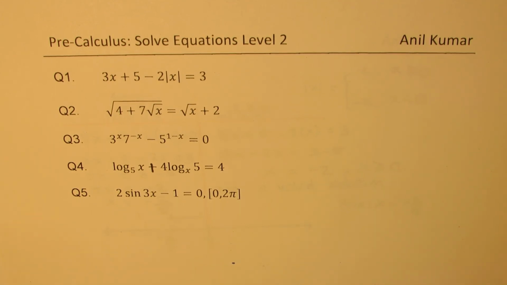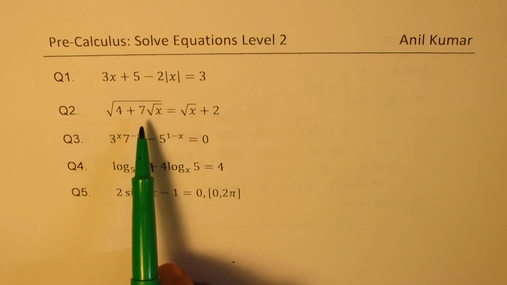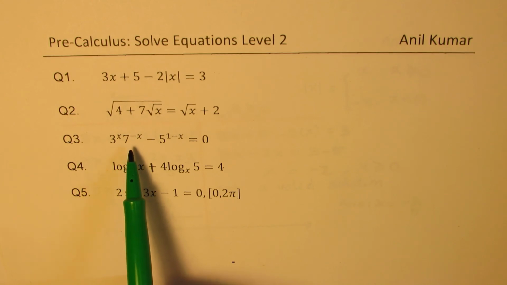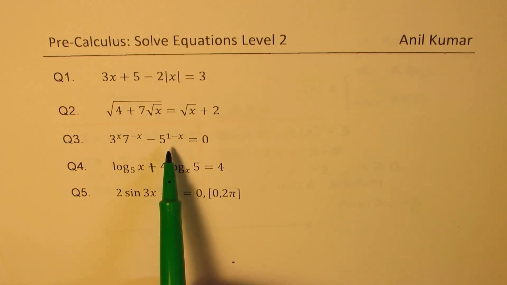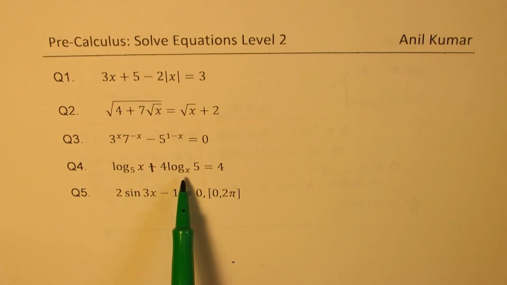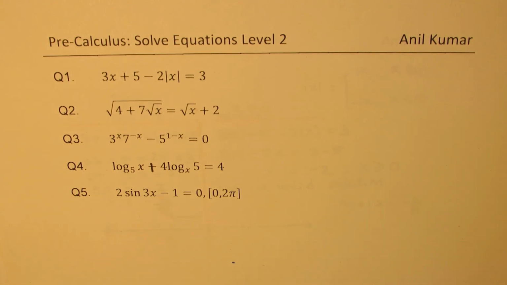So whenever you have absolute functions, you have to treat them as piecewise functions. For radical functions, you may square both sides. For exponential functions, you may take logarithms. For logarithmic functions, you may have to use the rules which you have learned for logarithms. For trigonometric functions, it is important to consider the domain to provide a complete solution. I hope that makes sense.